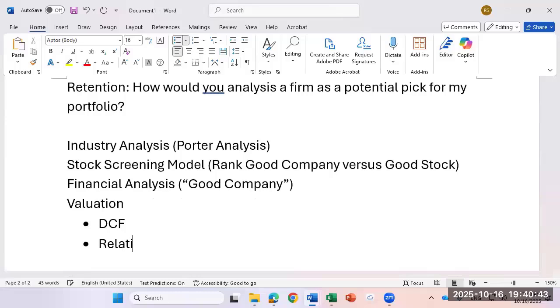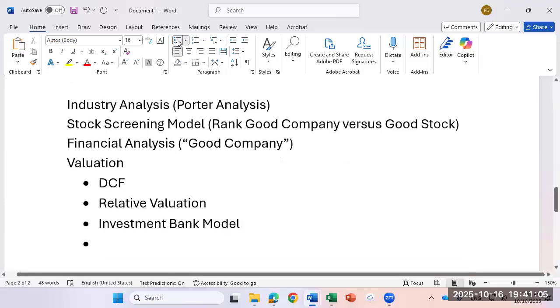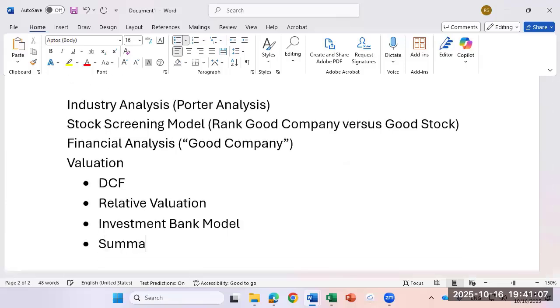DCF, relative valuation, and then the traditional investment bank model. There's a major flaw in the investment bank model we'll talk about. And I'll show you how to correct it in the Capital IQ model because they don't correct it there, but there is one. And then I like to summarize it how? Remember my summary?